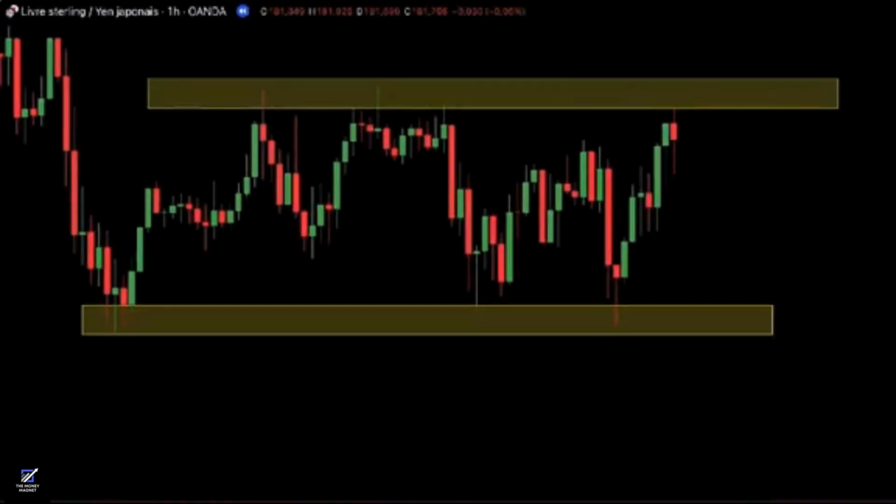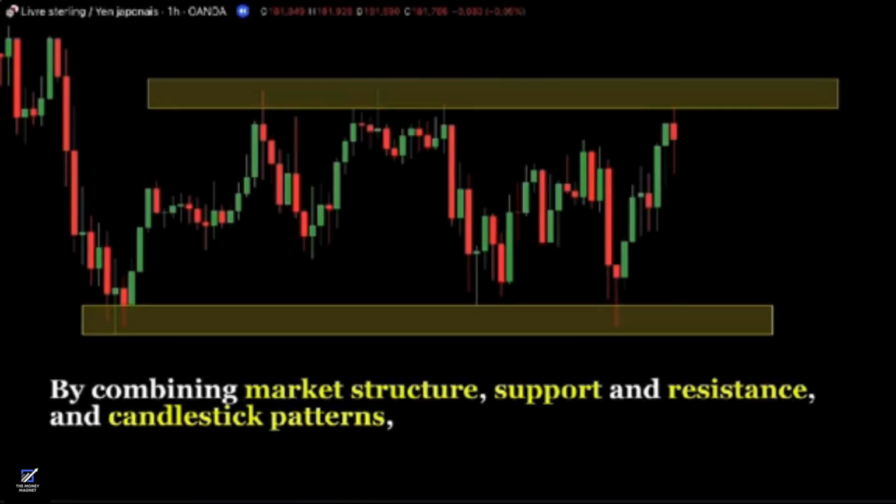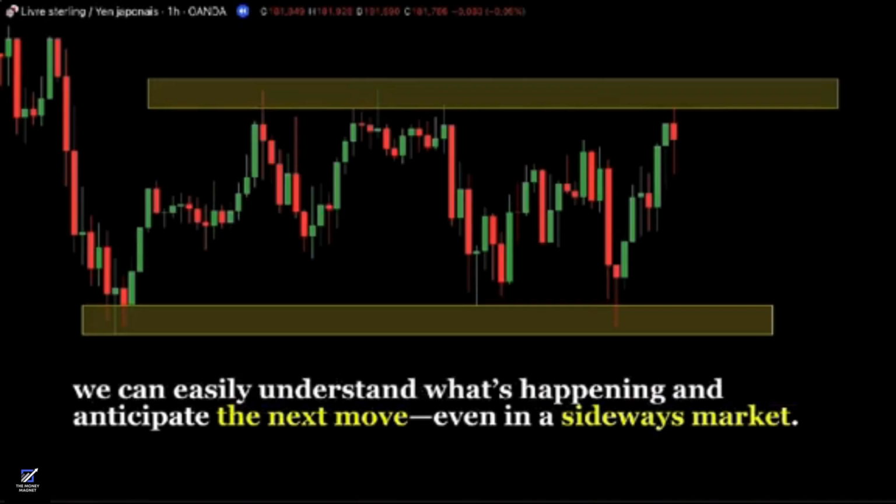Since we are in a range, the appearance of a hammer at support suggests that the market is likely to bounce back up toward resistance. Until a breakout happens, the market is expected to stay inside this range. By combining market structure, support and resistance, and candlestick patterns, we can easily understand what's happening and anticipate the next move, even in a sideways market.